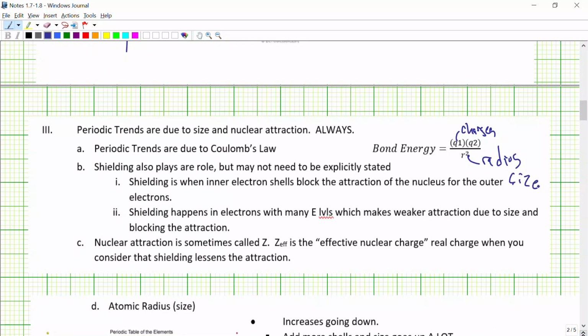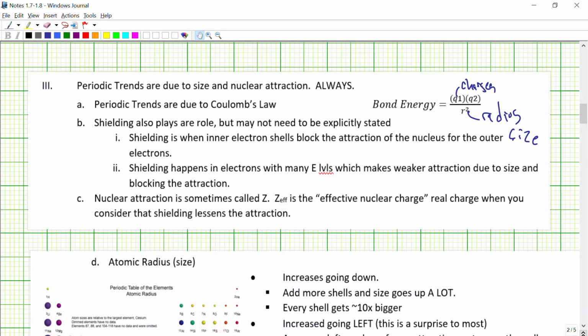Shielding also plays a role, but may not need to be explicitly stated. That means it doesn't need to be explicitly stated, okay? Shielding is when inner electrons block the attraction of the nucleus for the outer electrons. Shielding happens in electrons with many energy levels, which makes it weaker attraction due to size and blocking the attraction.